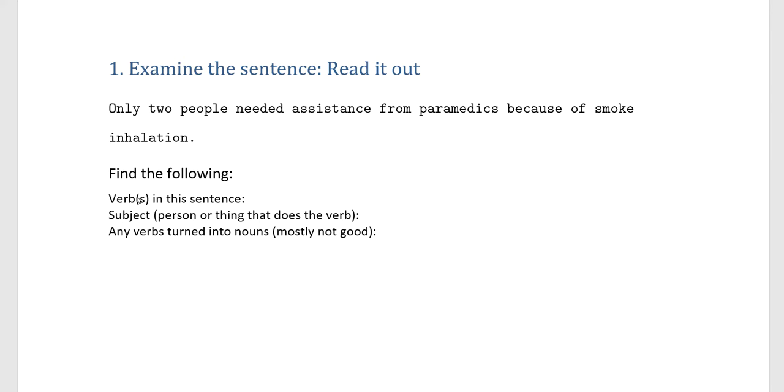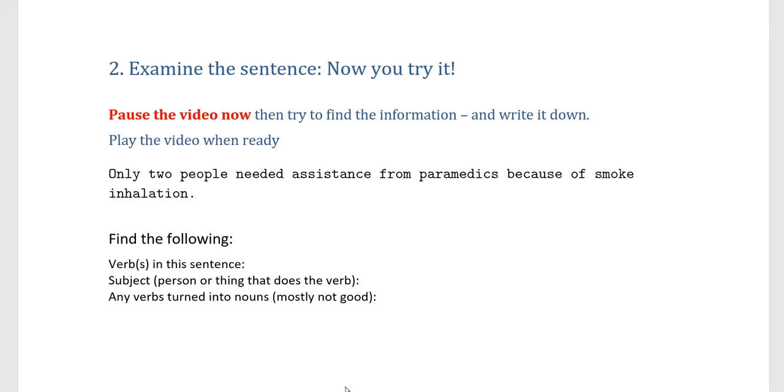And what we want to do to start with is find the following: the verbs in the sentence, the subject, which is the person or thing that's doing the verb, and any verbs that have been turned into nouns, which is mostly not good. So now I want you to try it. Pause the video and then try to find the information and write it down. When you've done that, press play to continue.